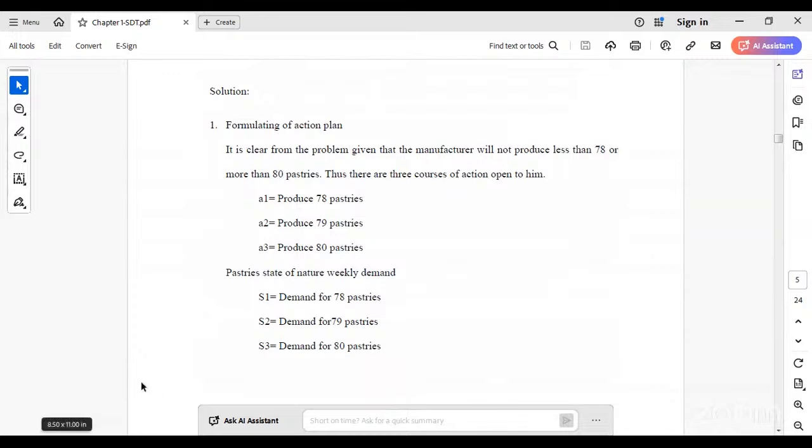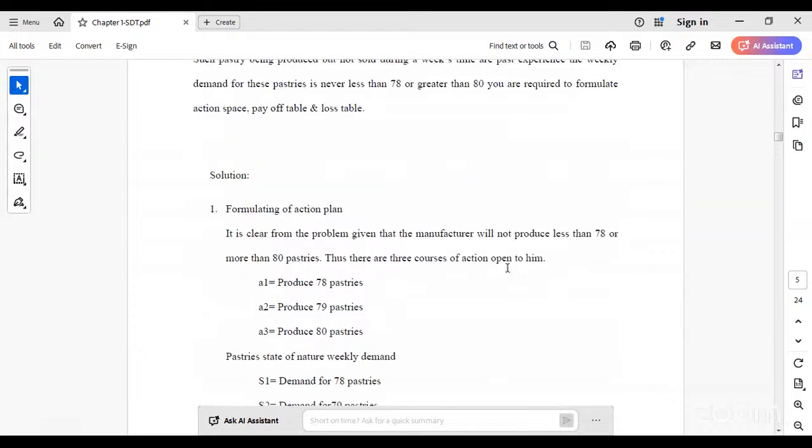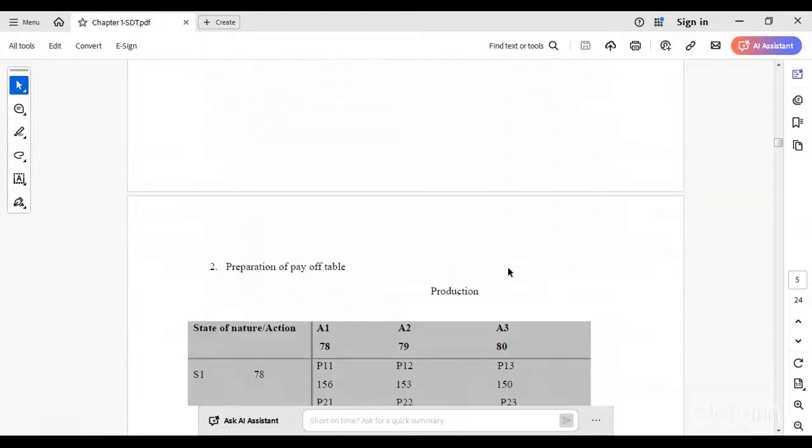It is clear from the problem, given that the manufacturer will not produce less than 78 or more than 80 pastries, there are three courses of action open to them. Production and demand: production is 78, demand is 78; production is 79, demand is 79; production is 80, demand is 80. So the action space is completed. Observe carefully. Now we go for the payoff table and loss table.